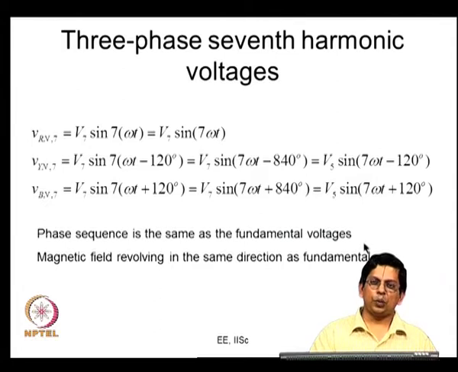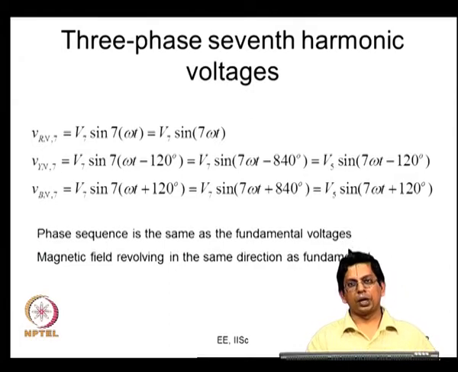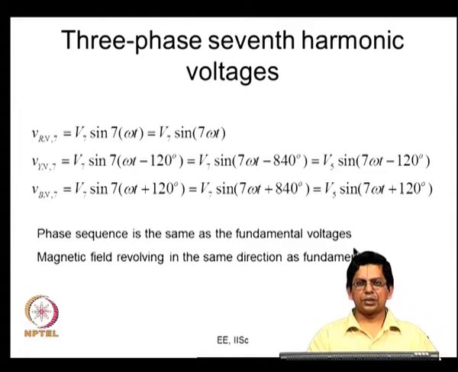In the same way you can look at 17 and 19, 23 and 25. You can generalize all this if you go harmonic after harmonic. All the harmonics of order 6k minus 1, where k is an integer, like 5, 11 etc., produce revolving magnetic fields in the opposite direction, and the other ones produce them in the same direction as the fundamental.